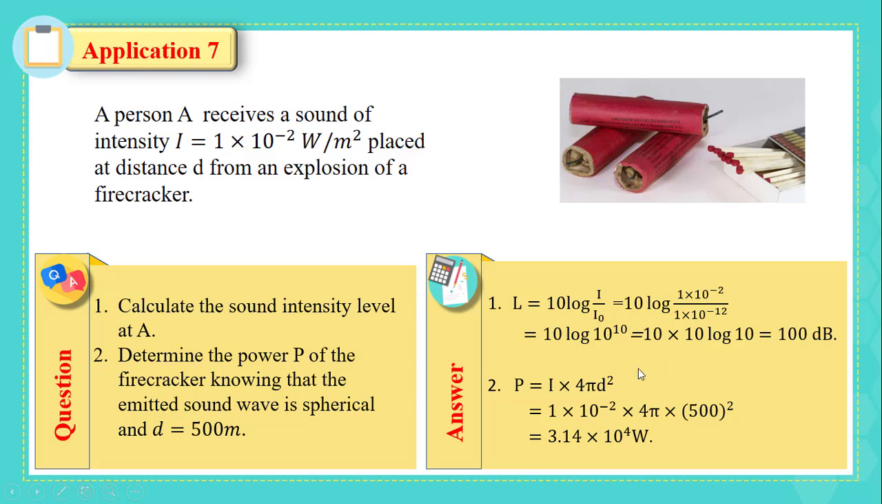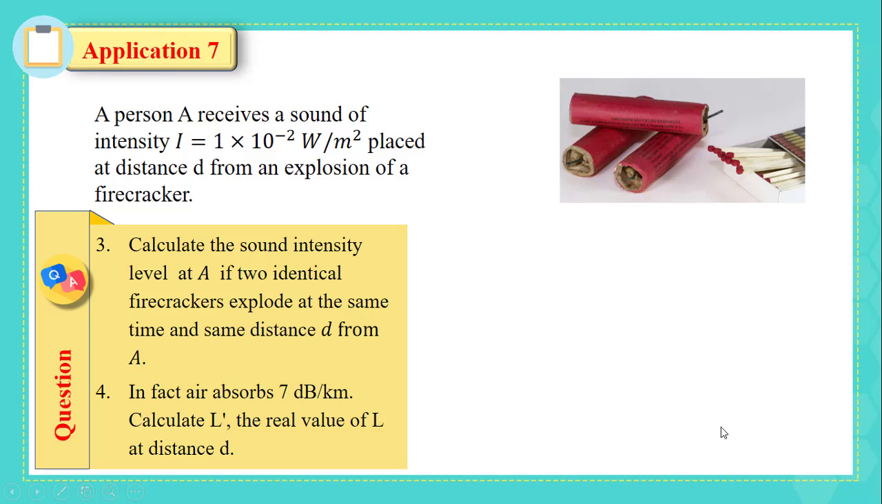In part 2, to find the power, we have to use I times 4 pi d squared. When we substitute 500 for d, then the power emitted will be equal to 3.14 times 10 to the power 4 watts.